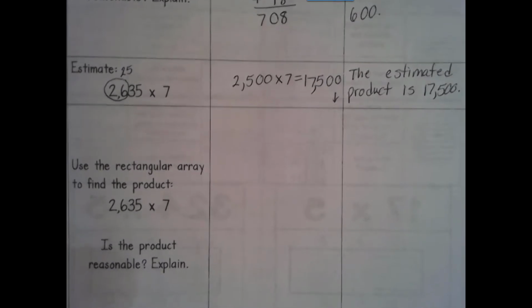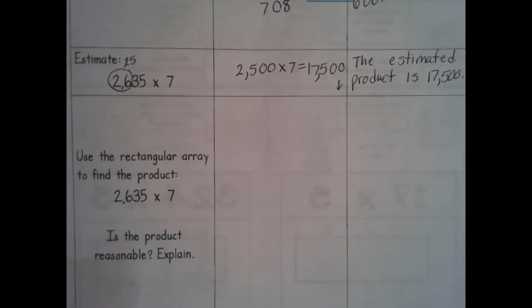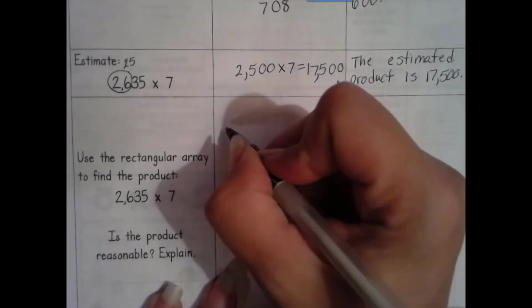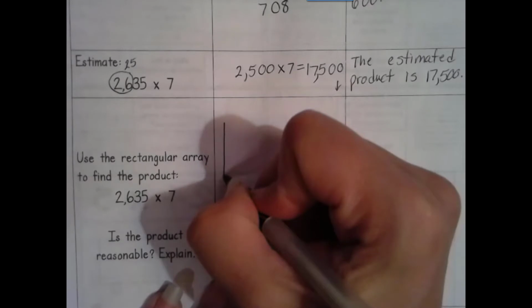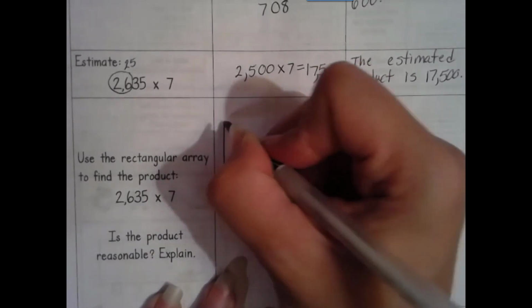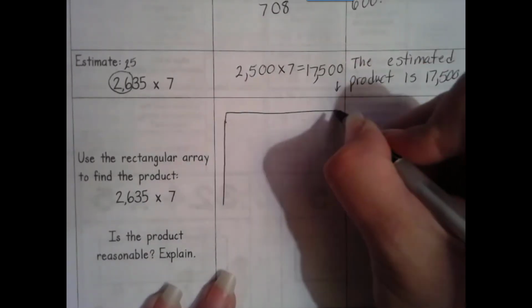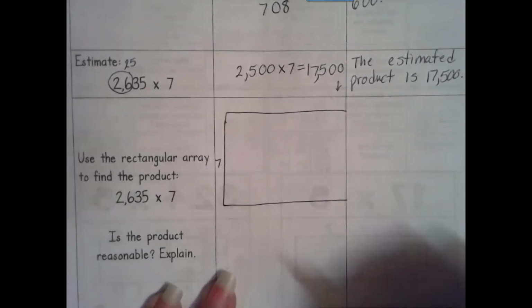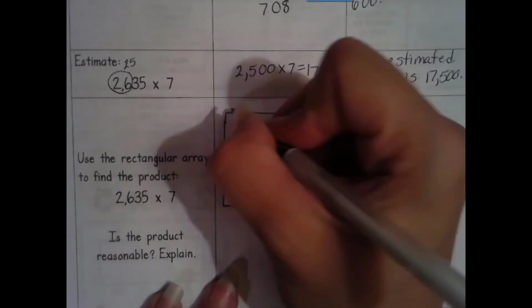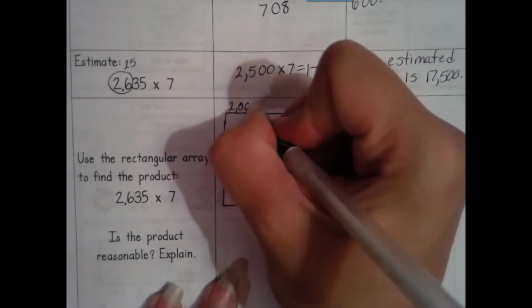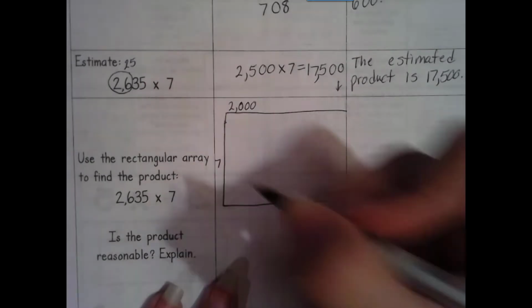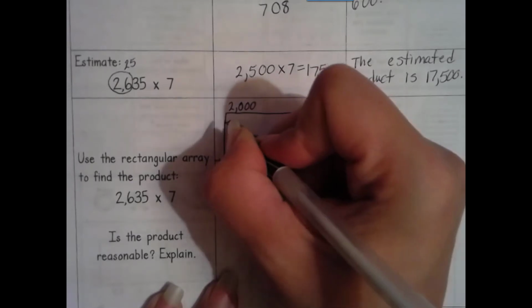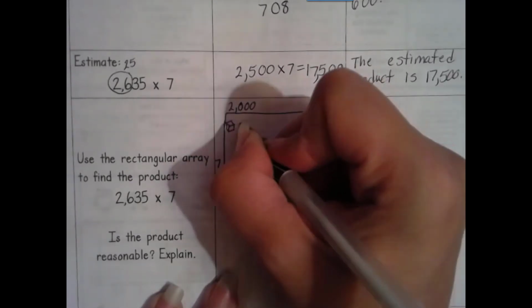And now to make a rectangular array for 2,635. So I'm making 7 groups of 2,000 first. So to represent 2,000, I'm going to make a cube. Doesn't matter how good your cubes look.